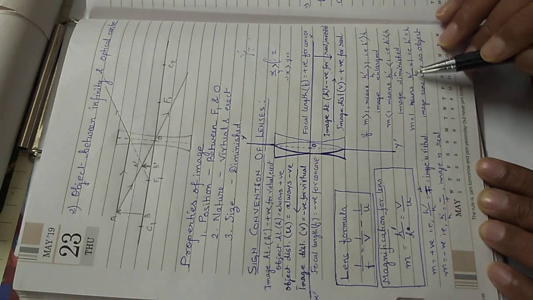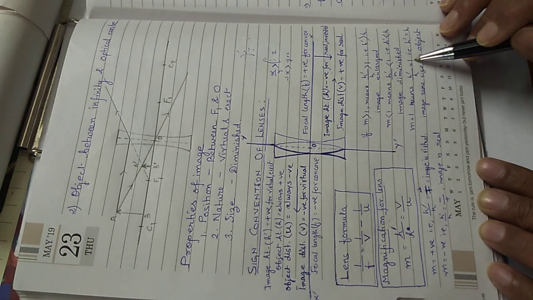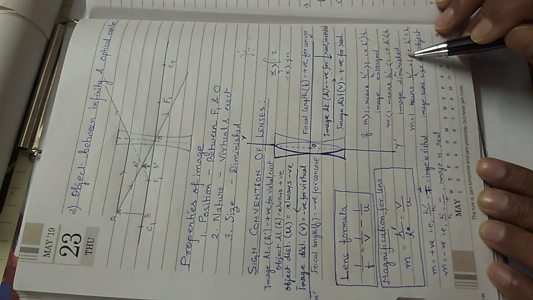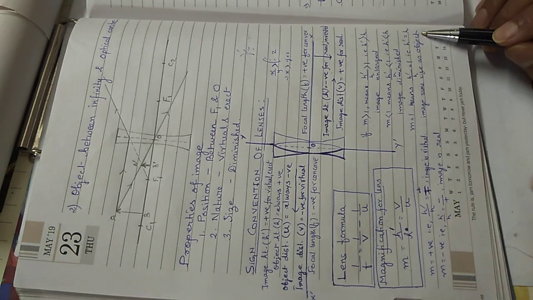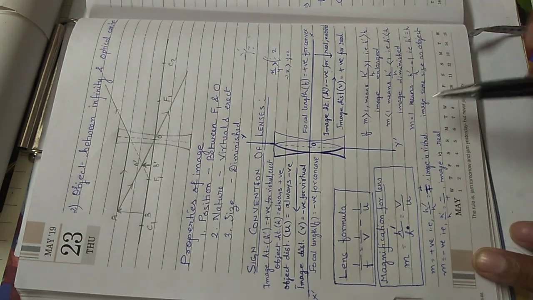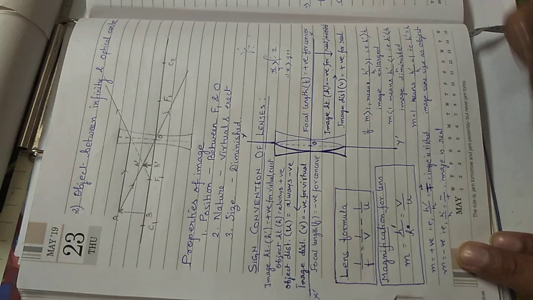m is equal to 1 means h dash by h is equal to 1. So I take the h this side, so h dash is equal to h. That means image is of the same size as object. So that is about the value of m. Now regarding sign of m, it's the same as we have discussed earlier.